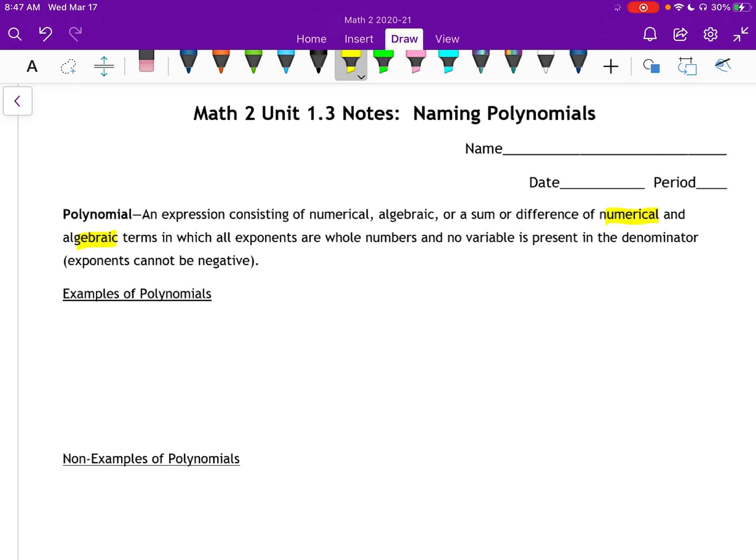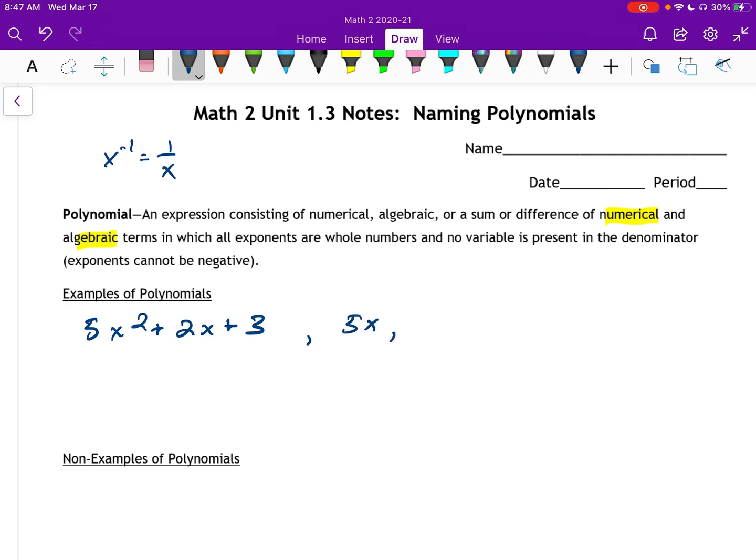It tells us that all exponents are whole numbers and no variable is present in the denominator. So that means in different terms, it would mean that the exponents can't be negative, right? Because if you had x to the negative 1, that would be 1 over x, and the x would be in the denominator, okay? So we can have a string of numbers, or a string of numbers and variables, so maybe like 5x squared plus 2x plus 3. That would be a polynomial, right? All the exponents are in the numerator, and they all have whole number exponents.